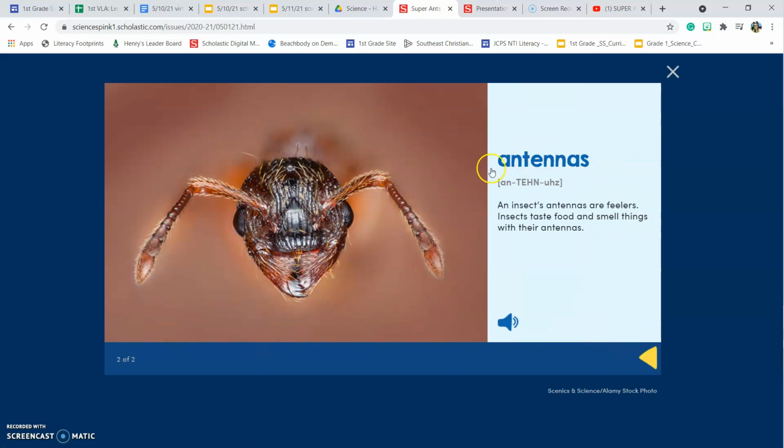And here is the word antennas. An insect's antennas are feelers. Insects taste food and smell things with their antennas.